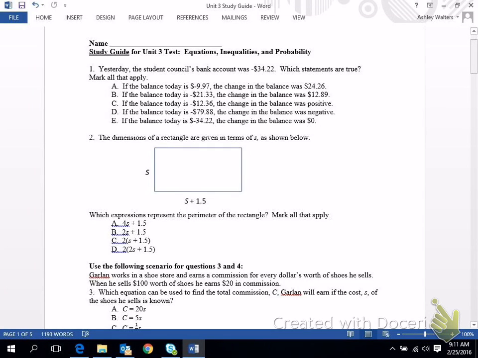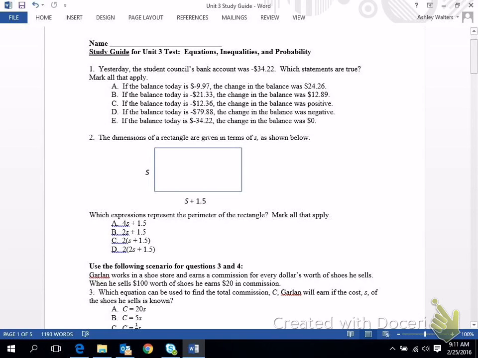Alright, in this video we're going through the study guide for the Unit 3 test. Unit 3 is covering everything that we've talked about with expressions, equations, inequalities, and probability, including simple probability and experimental probability. Number 1 starts by saying, yesterday the student council's bank account was negative $34.22.